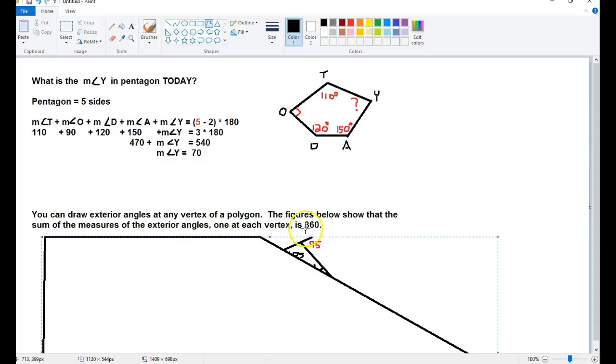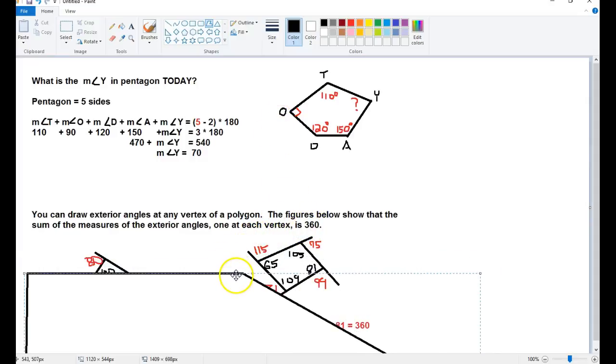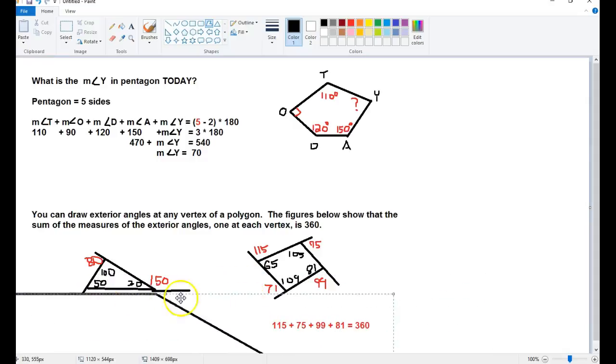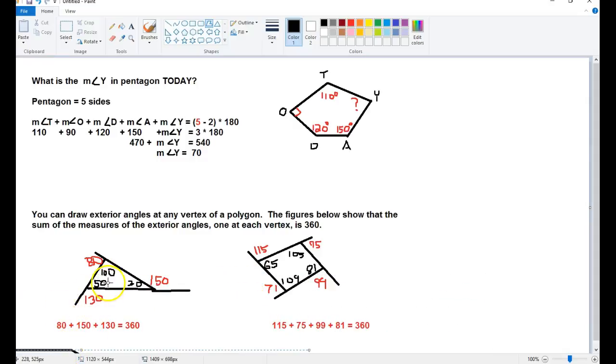The figures below show that the exterior angles at each vertex will always add up to 360. So I have this triangle here. Let's start with this one. The inside angles are 100, 50, and 30. 100 plus 50 plus 30 is 180, so that checks out. Now the exterior angle of the 100 is going to be 80. The exterior angle of the 50 will be 130, and the exterior angle of the 30 is going to be 150. If we take those exterior angles, we'll get a sum of 360.